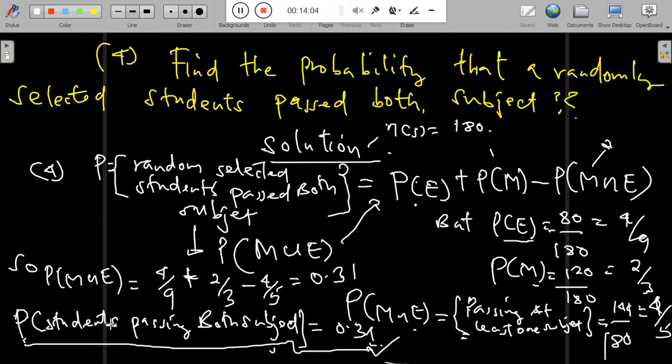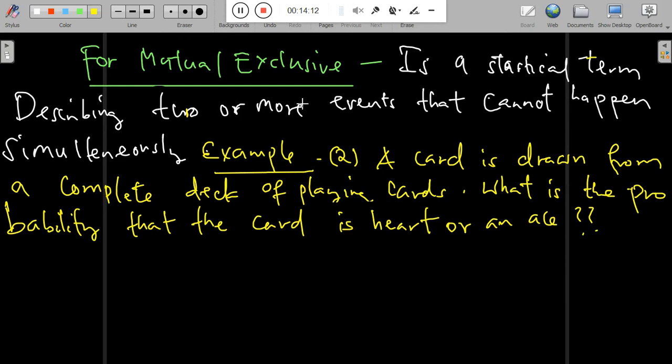Let's jump to another concept. Let's look at mutually exclusive events. Mutually exclusive is a statistical term describing two or more events that cannot happen simultaneously. Let's consider an example. A card is drawn from a complete deck of playing cards. What is the probability that the card is a heart or an ace?